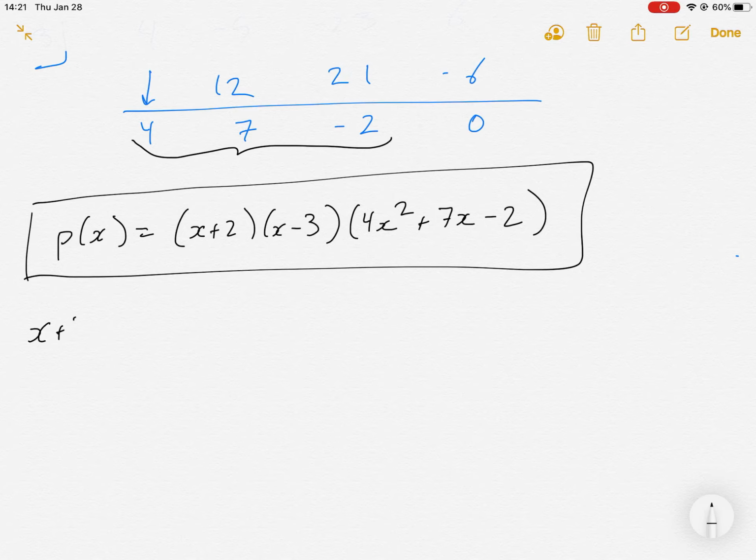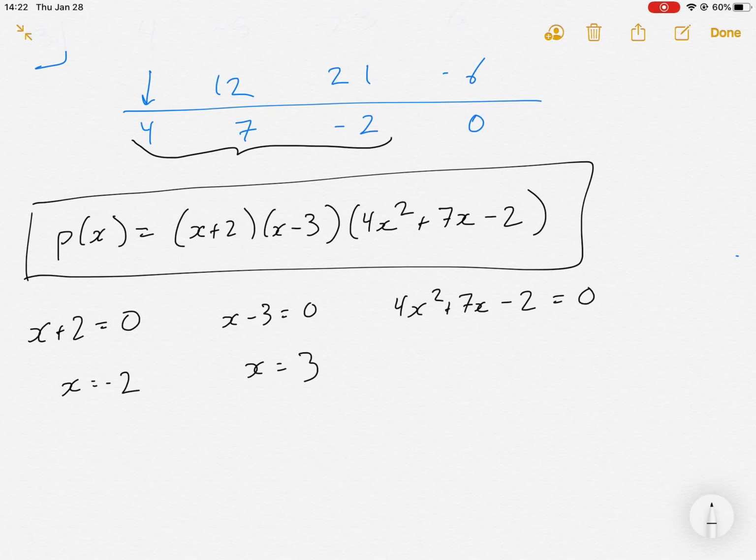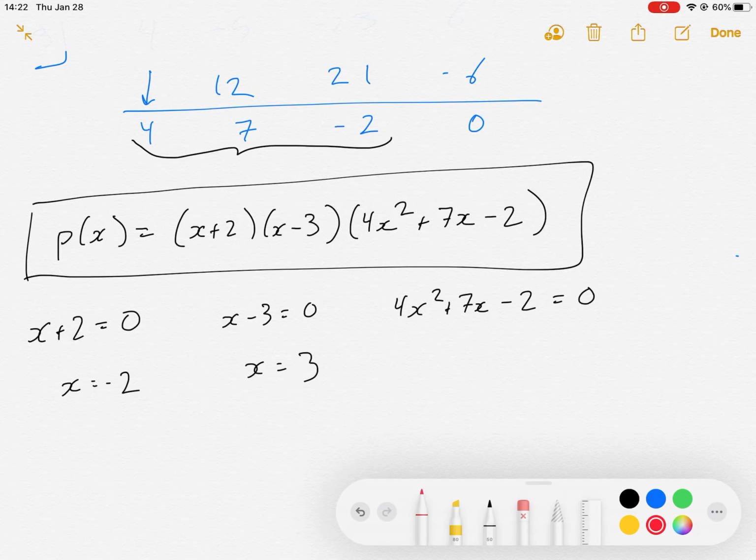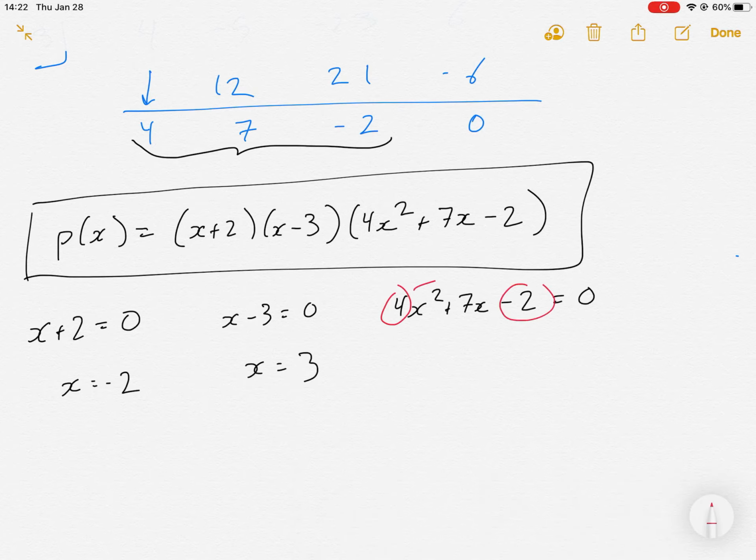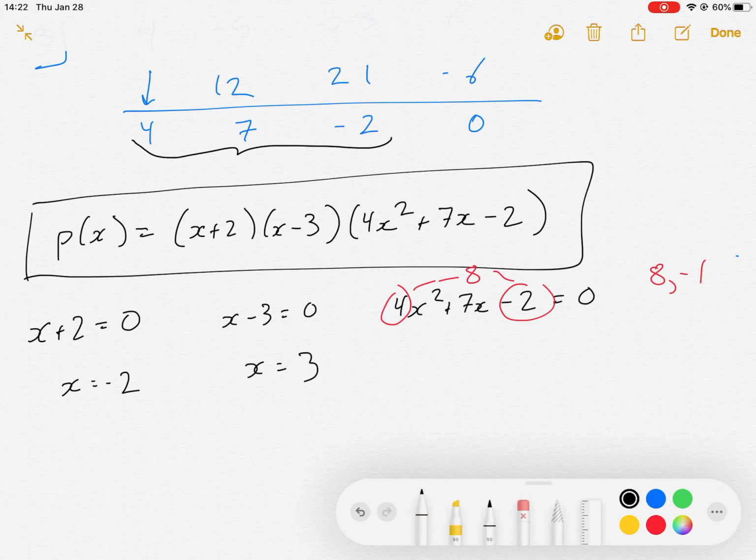All right, let's go ahead and solve. We have x plus 2 equals 0. Well, we already know that this was -2. We already did this process, or this was already given to us. The last step is going to be to figure out what this is. Let's go ahead and figure out two numbers that multiply to -8 and then add up to 7. It'll be 8 and -1.